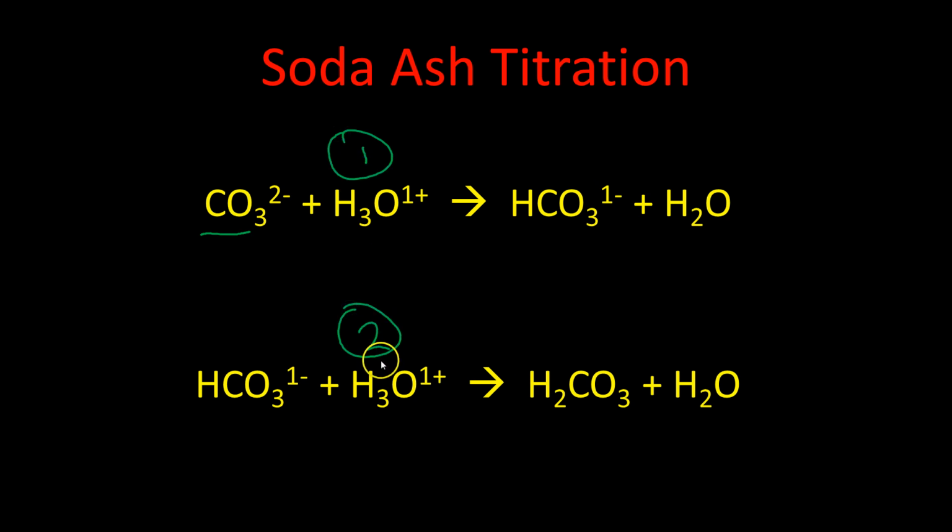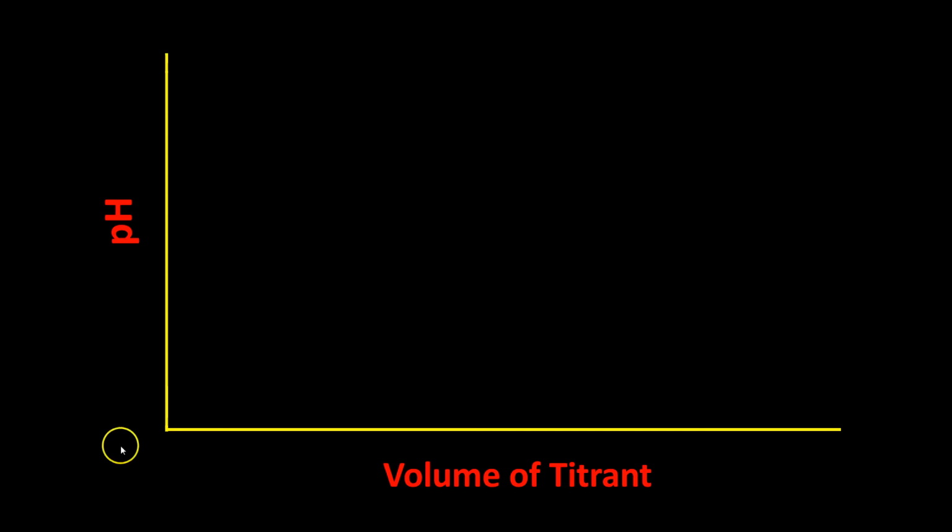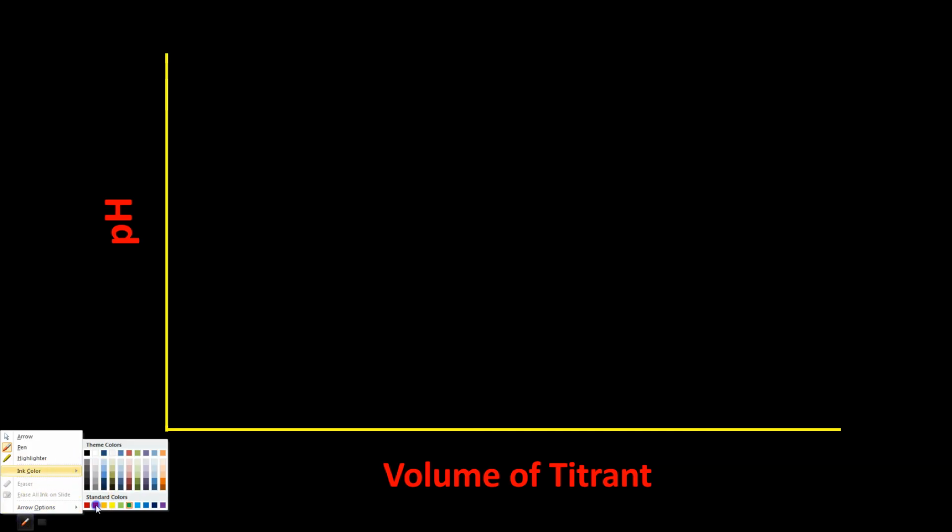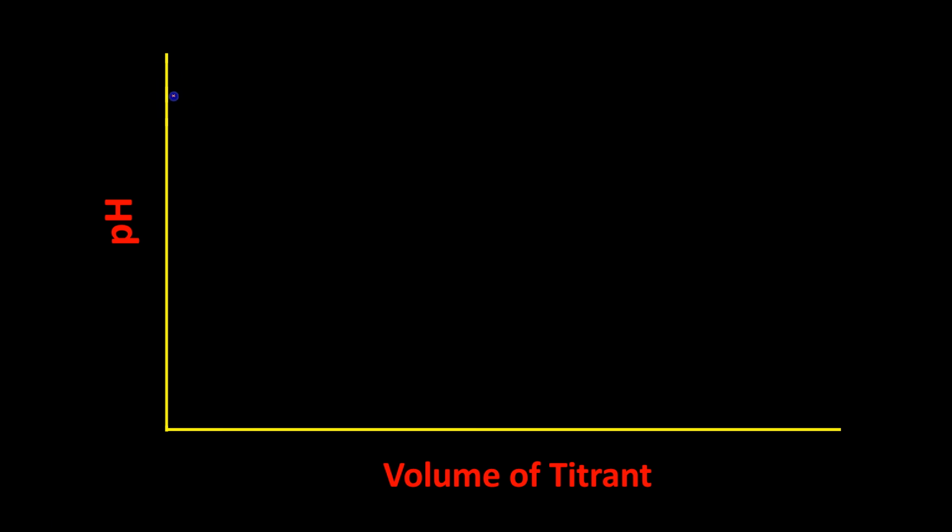All right, and so you're just going to get a titration curve that looks just like the previous one, but there's actually going to be 2 steps to it. In this one, you start out at a high pH, come to a buffer region, hit one equivalence point, tail off again into another buffer region, then hit a second equivalence point. You're going to look something like this.